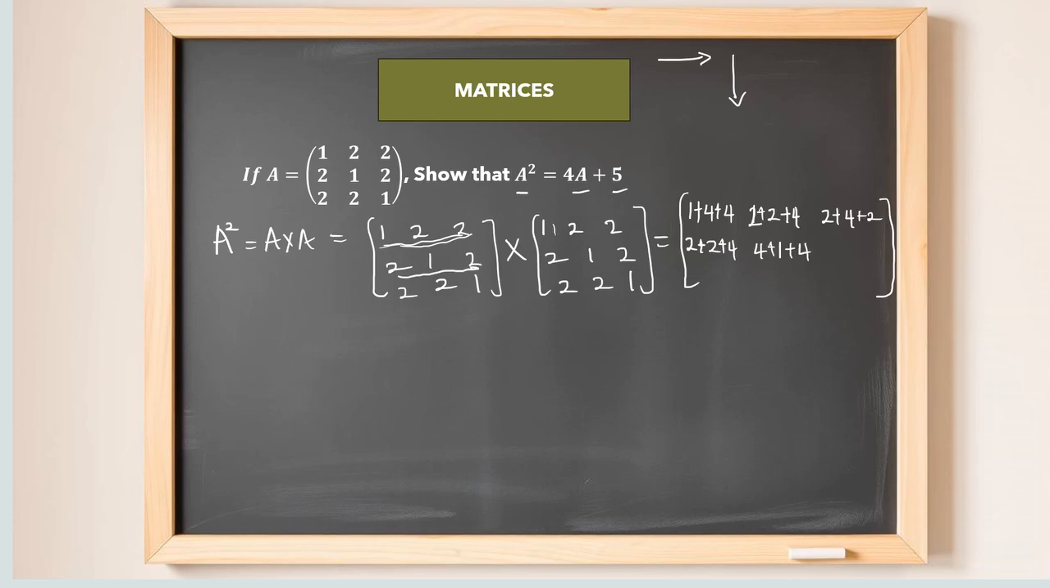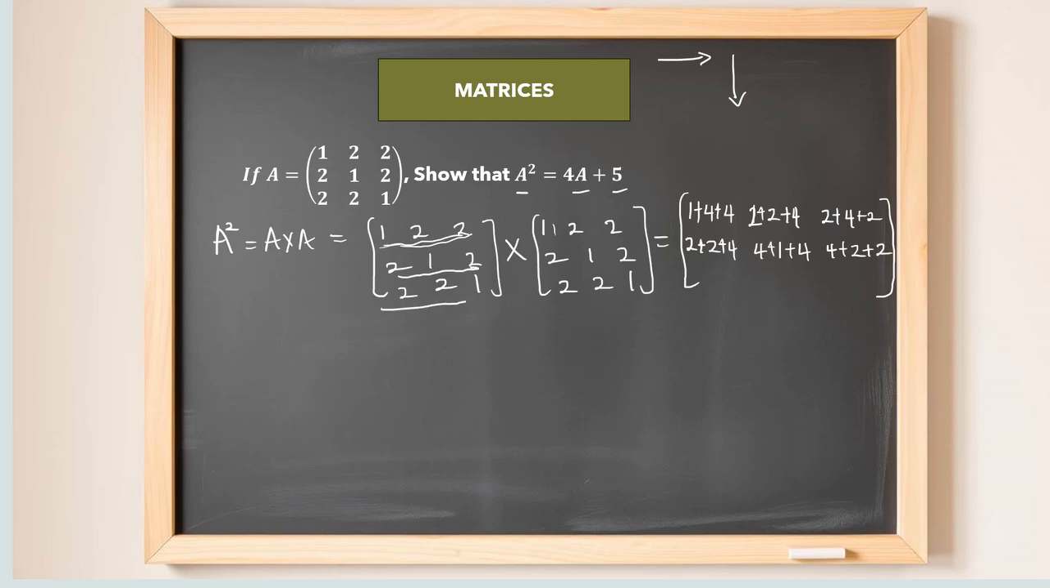And also for the last one, the same row multiplying the last column. Here I'm going to have 2 multiplied by 2, which is 4, 1 multiplied by 2 is 2, and 2 multiplied by 1 is still going to be 2.